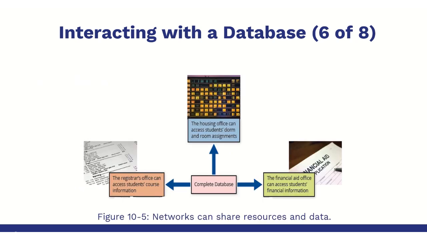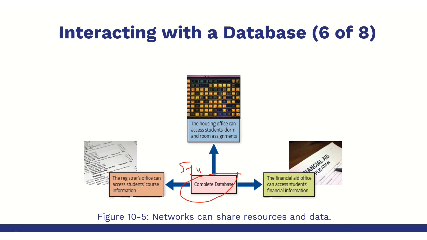Now, in this picture you can see that a network can share the resources and the data, so you can see the complete database at the center of this diagram. And then you can see that this complete database can be shared through the network, with the housing office accessing the student dorm and room assignments, and the registrar office accessing students' course information. So you have the complete student database. You share it in the housing office, at the registrar office, and also at the financial aid office.